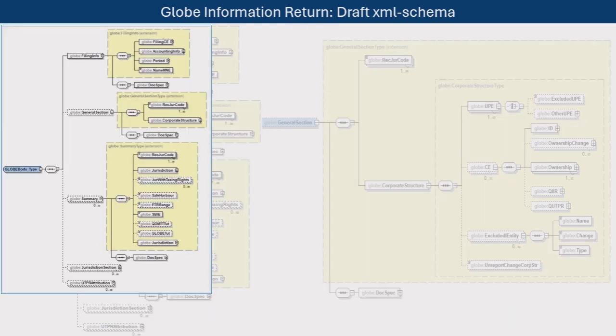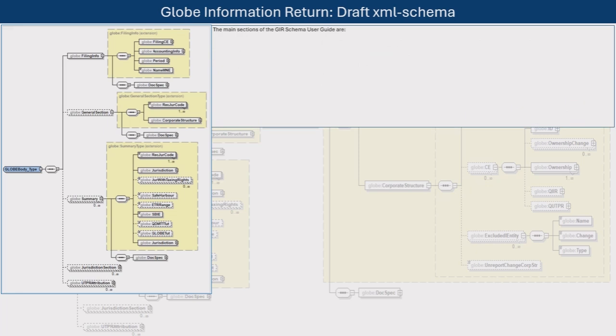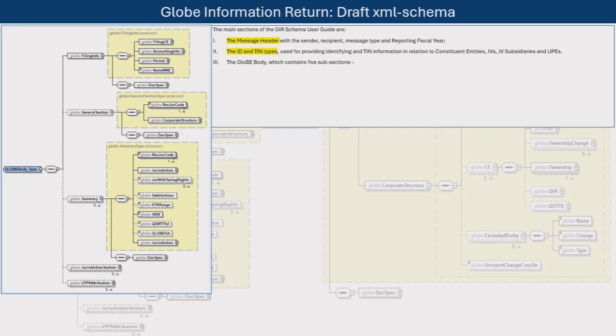So let us talk about the GloBE body type. And if we look at the description in the schema itself, it says you've got the message header. We basically just looked at that. That's the recipient, etc., etc. Then you've got the ID and the TIN types. And you know, everything ties to the TIN numbers, which group you belong to, where you need to pay your taxes and everything. The TIN number is almost the key for the rest of the document in terms of the calculations, right? And then you've got the GloBE body, which contains 5 subsections as they describe here.